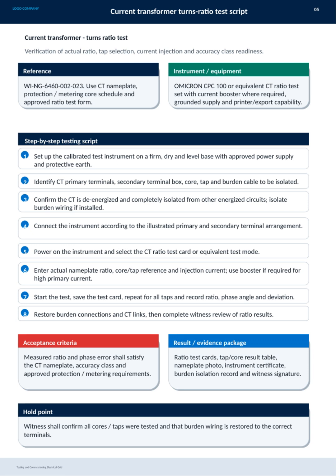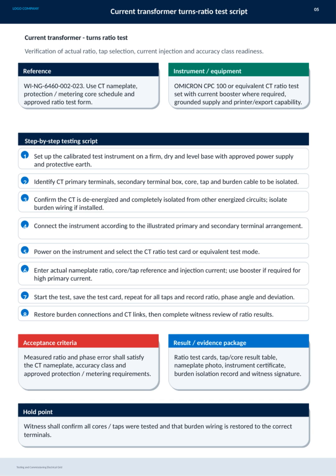The test procedure involves 8 clear steps: setting up the instrument on a stable base with proper power and grounding, identifying all relevant terminals and components, confirming the CT is de-energized and isolated, connecting the instrument properly, powering it up and selecting the suitable test mode, entering the necessary data like nameplate ratio and injection current, running the test across all taps, saving results and recording key parameters such as ratio, phase angle, and deviation, and finally, restoring the burden connections, and completing a witness review of results.